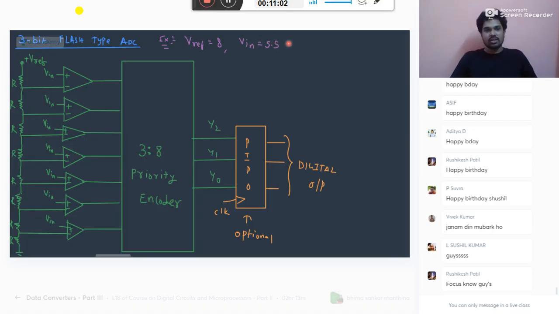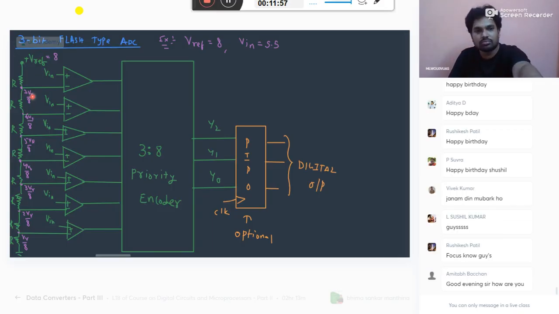If it is 8, by the voltage division principle, you have 8 resistors, all will divide equally. This will be VR by 8, this will be 2 VR by 8, this will be 3 VR by 8, and this will be 4 VR by 8. This will be 5 VR by 8, 6 VR by 8, and this will be equal to 7 VR by 8. This is the voltage division principle. If you want the voltage here, it is the total current into that particular resistor. Each resistor drop is VR by 8R into R, which gives VR by 8. So the total addition, 8 VR by 8, is finally equal to your VR, or V reference.